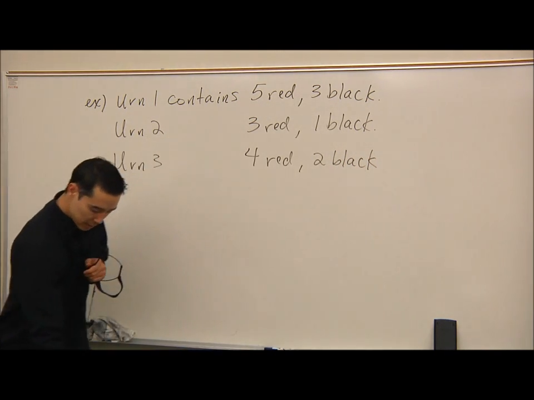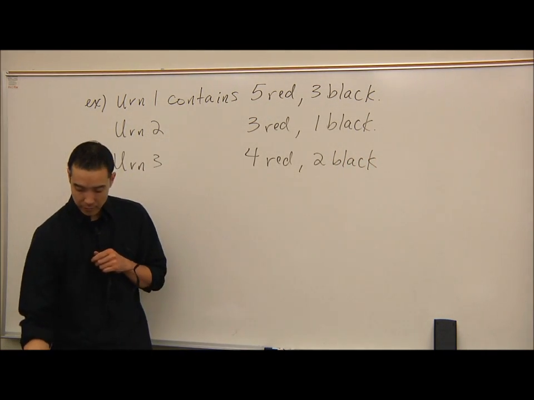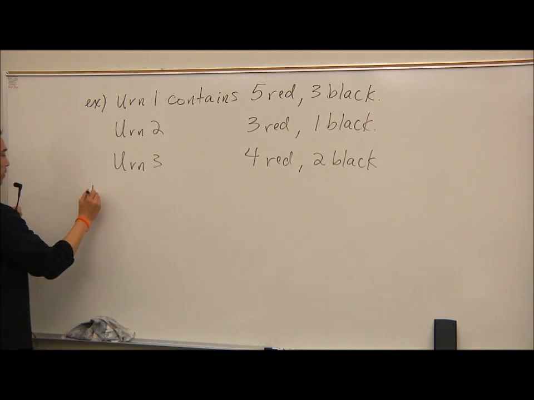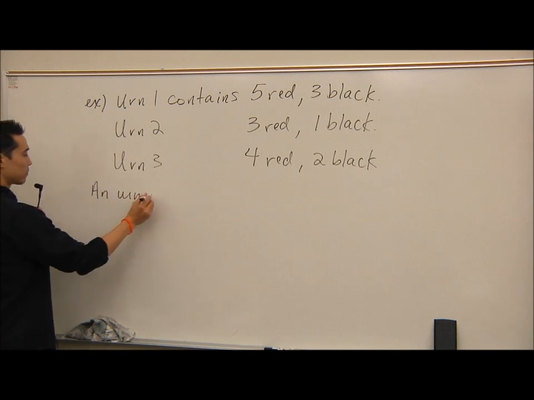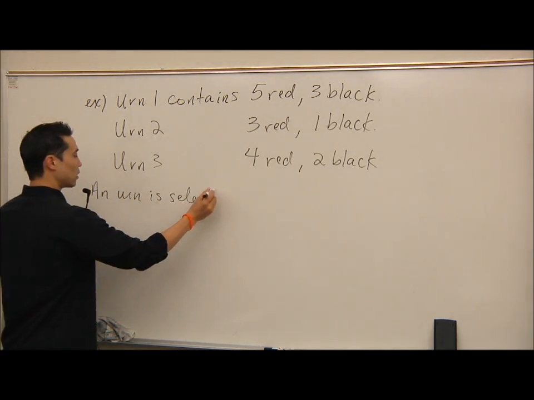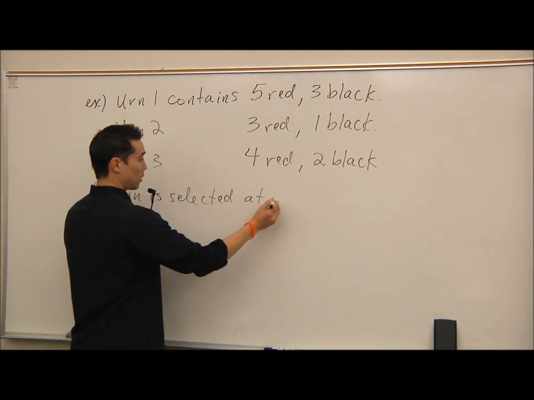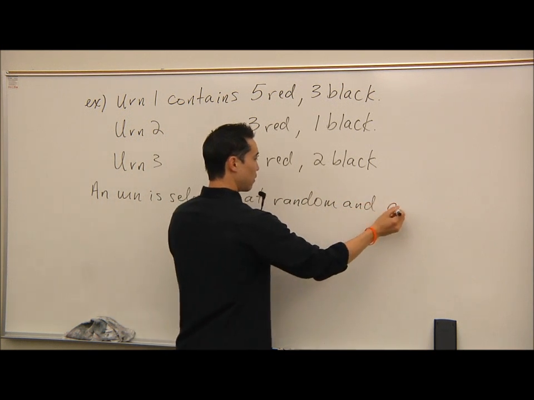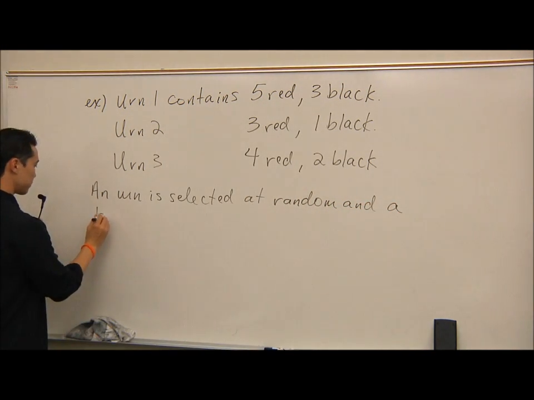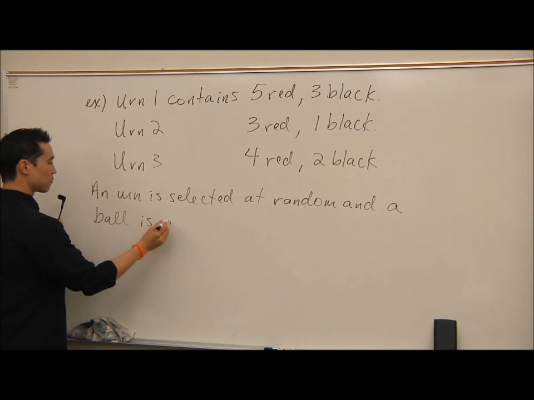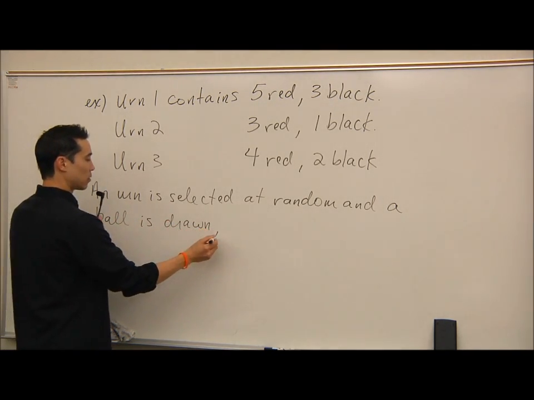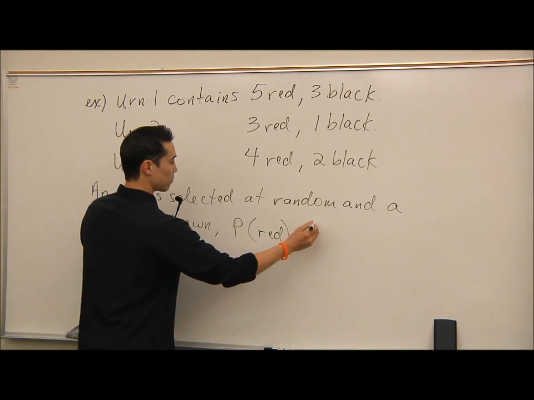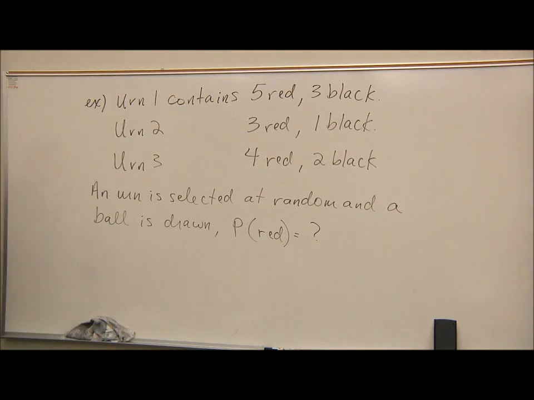Okay, and then the question is, if an urn is selected at random and a ball is drawn, find the probability it will be red. Okay, so an urn is selected at random, and a ball is drawn, and we want to find the probability that ball is red. Okay, so here's my problem.